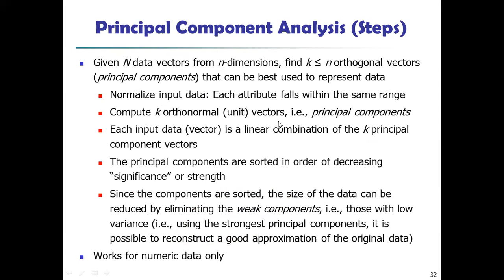So compute the k orthogonal vectors, that is, the principal components. Each input data is a linear combination of the k principal component vectors. The principal components are sorted in order of decreasing significance or strength. Since the components are sorted, the size of the data can be reduced by eliminating the weak components, those with low variance. It is then possible to reconstruct a good approximation of the original data. Principal component analysis works for numeric data only.